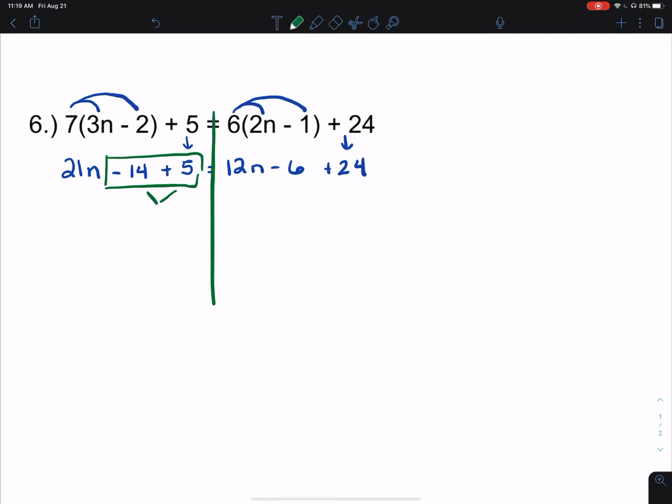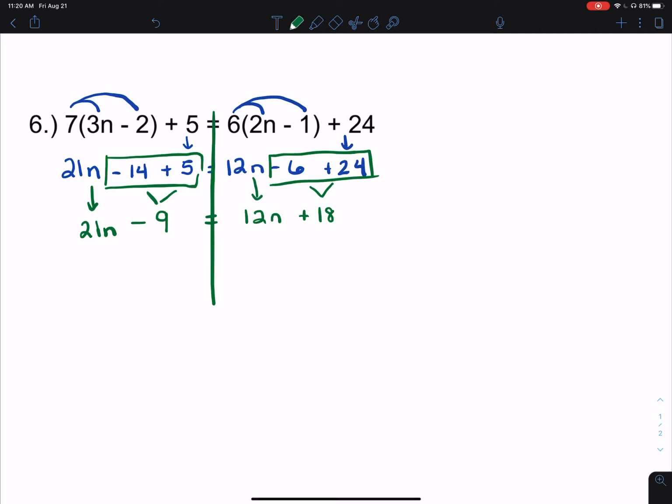When we combine negative 14 and positive 5, we get negative 9, so that negative becomes our subtraction sign. And I'm going to drag down my 21n. I'll bring down the equal sign, and I have to combine like terms on the right-hand side as well. My constants are the like terms on the right-hand side, so I'm going to combine negative 6 and positive 24 to get positive 18. That positive becomes the plus sign. Then I drag down that 12n.